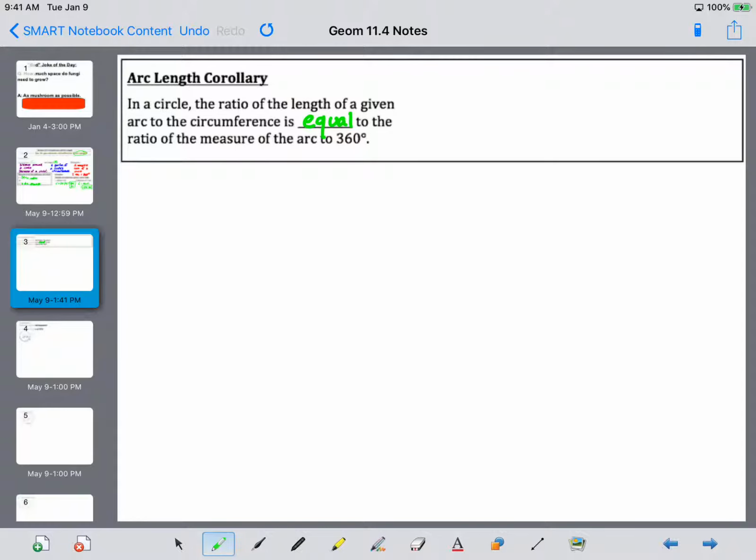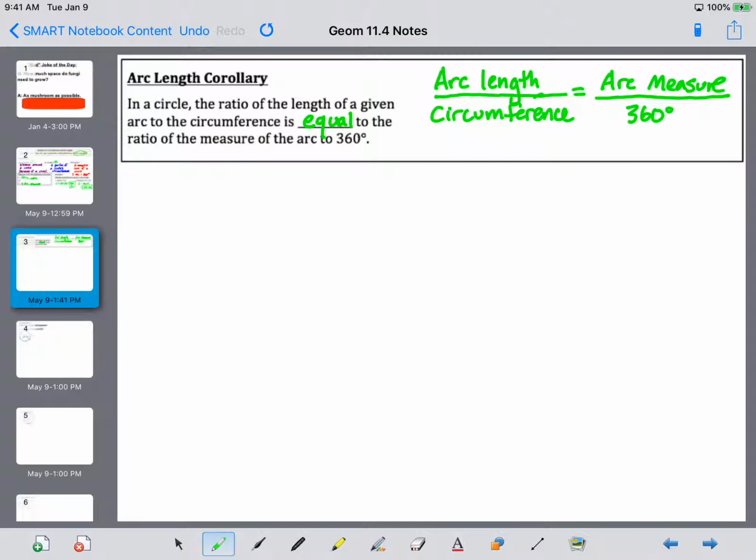So if we write a formula here, this is actually a proportion. If you have the arc length and you divide that by the circle's circumference, that is equal to the arc measure, which is, remember, the number of degrees of that arc, divided by 360 degrees. So this is like part of the circumference over the entire circumference, part of the angle over the entire circle's angle, which remember is 360.